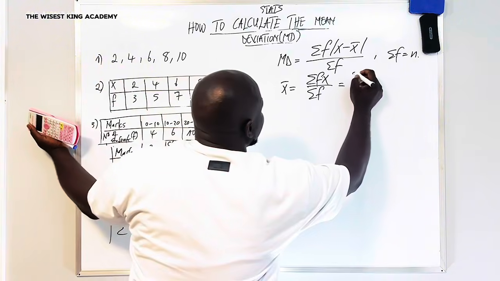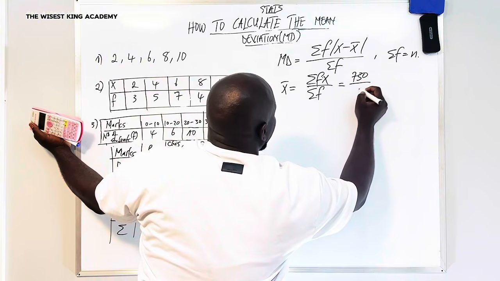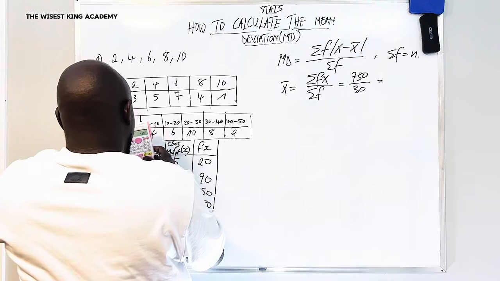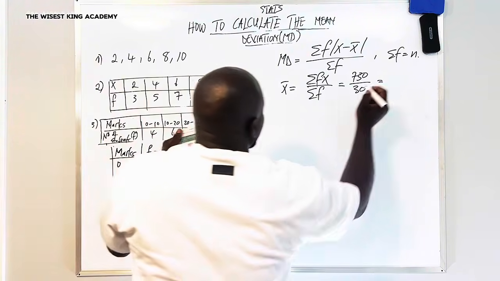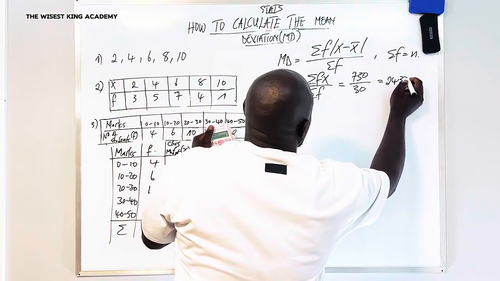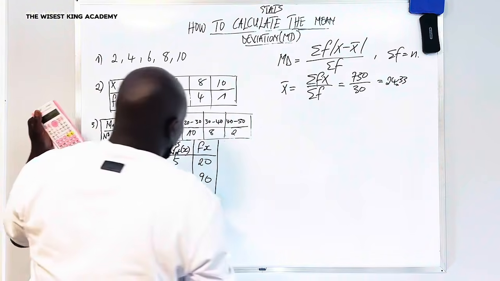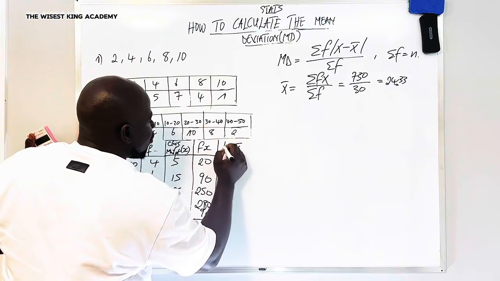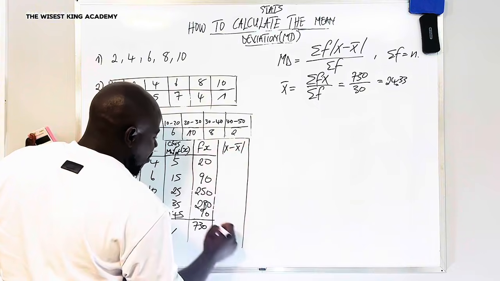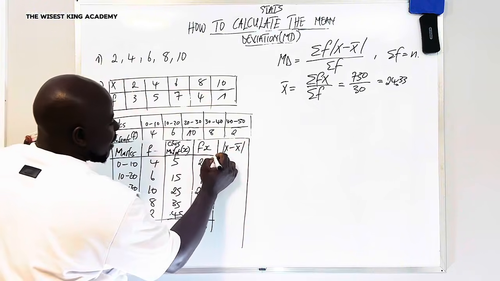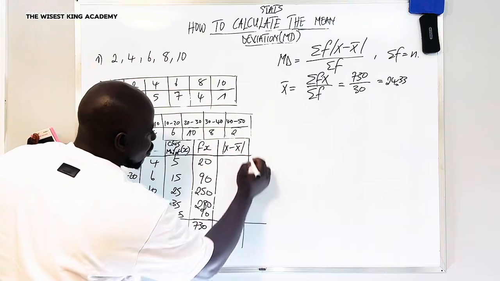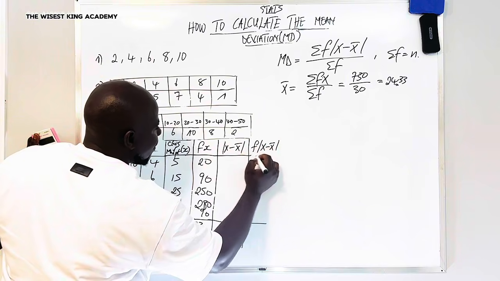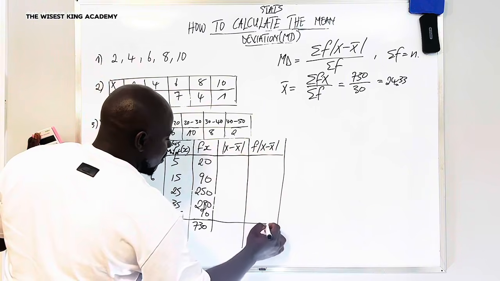So our mean here will be 730 divided by 30. If we divide that by 30, we're going to have 24.33. That's our mean. And so now, what we have to do is look for the absolute difference between each value of the variable, which is x, and the mean. And remember, we just need to form our last column, f times the absolute difference. Have we seen that? Good.